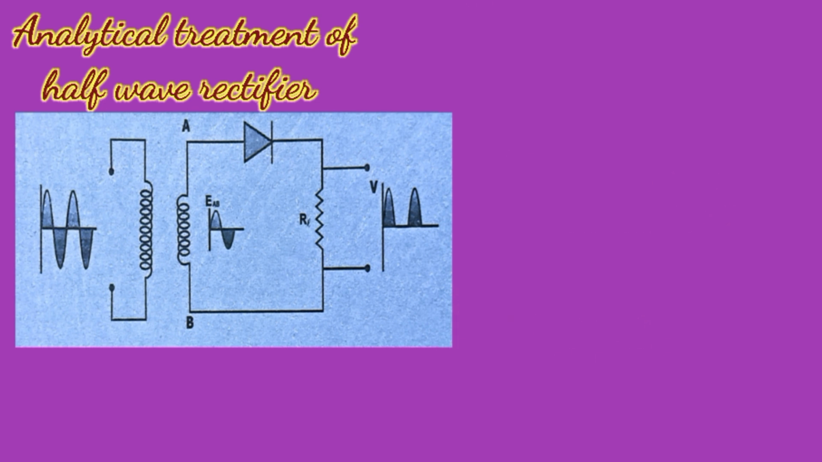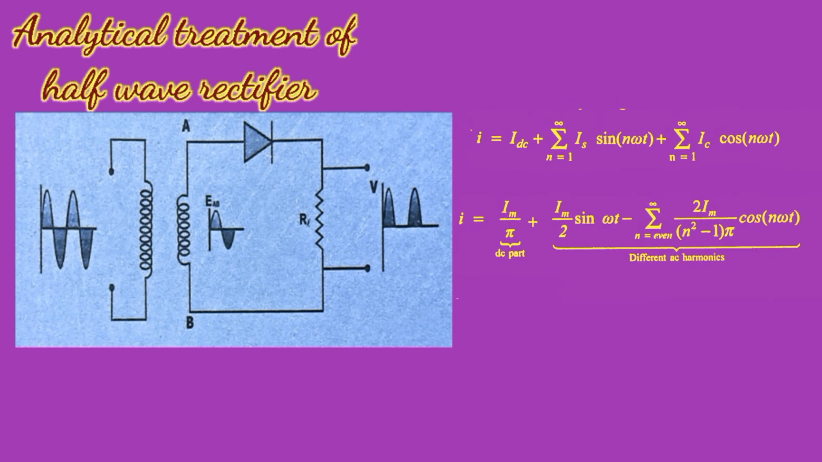The output of the rectifier is discontinuous and fluctuating DC. The fluctuating DC consists of the sum of pure DC and AC of different harmonics. Hence, by using the Fourier series, the output current I can be written as I equals IDC plus the sum over n equals 1 to infinity of Is sin n omega t plus the sum over n equals 1 to infinity of Ic cos n omega t. By using the Fourier transforms, we may solve for the values of IDC, Is and Ic.